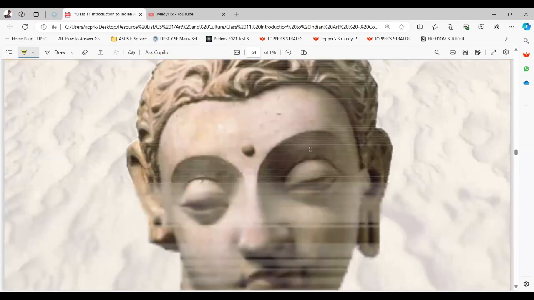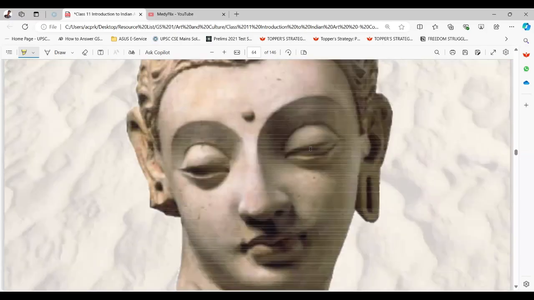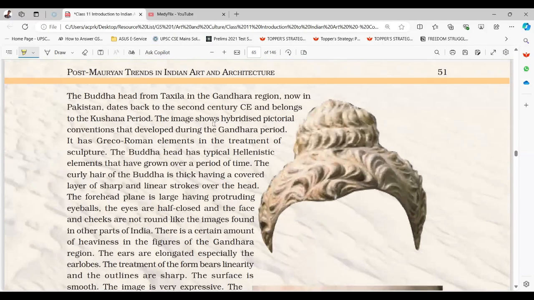Buddha head found at Taxila. The Buddha head from Taxila in the Gandhara region, now in Pakistan, dates back to the 2nd century CE and belongs to the Kushana period. The image shows the hybridized pictorial conventions that developed during the Gandhara period. It has Greco-Roman elements in the treatment of sculpture.